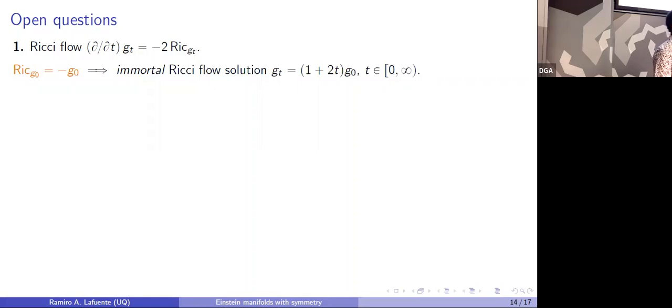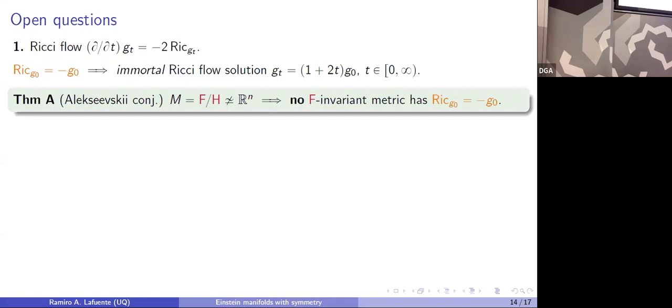In particular, it does not only solve Ricci flow, it's a global solution to the Ricci flow. So it doesn't have any singularities in finite time, just by the fact that the Einstein constant is negative. On the sphere, the Ricci flow finishes in finite time, right? But on a hyperbolic manifold, the manifold expands forever. So this is true for any negative Einstein manifold. So an Einstein manifold gives you an immortal solution to the Ricci flow.